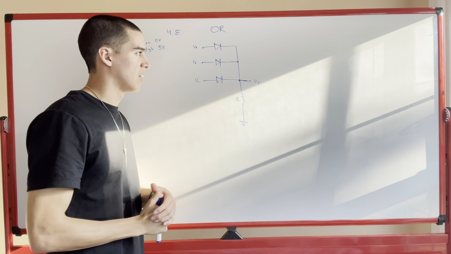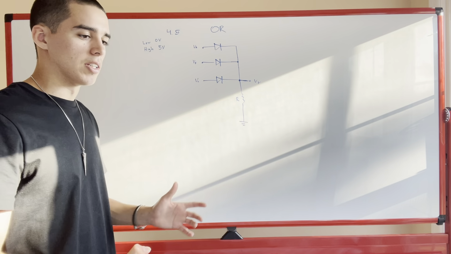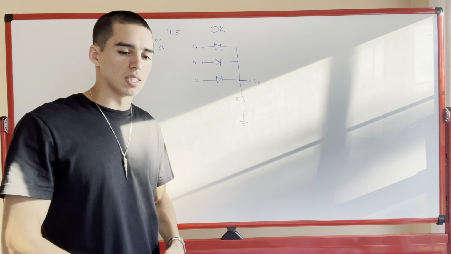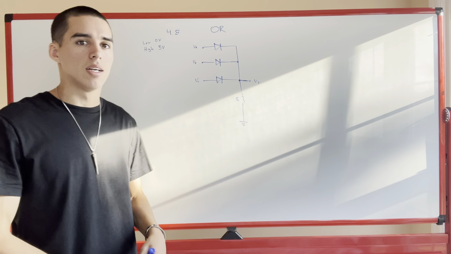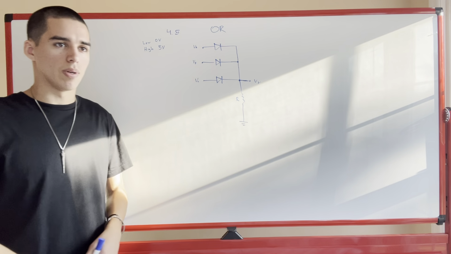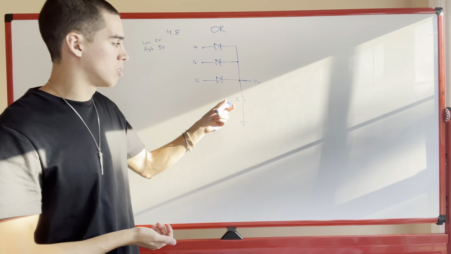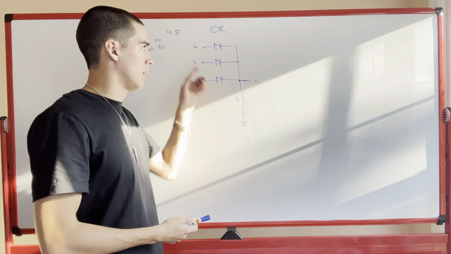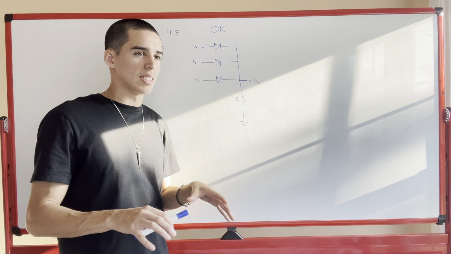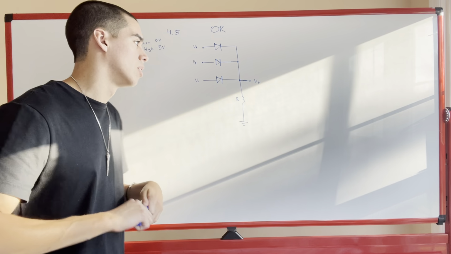Okay, so for 4.5, we have this logic gate. It's an OR gate. The way an OR works is that the output of the OR gate is high if any of the inputs are high. So for high, we have 5 volts, and for low, we have 0 volts. And we want to choose a resistor value R so that the input current through any of the sources doesn't exceed 0.2 milliamps, right?